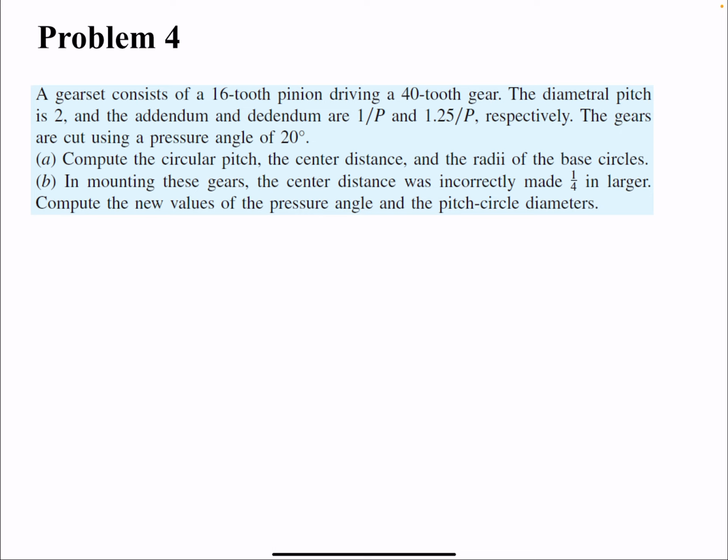Let's look at the fourth problem. So here, a gear set, we have a 16-tooth pinion driving a 40-tooth gear, so a little bit more than 2 for the gear ratio. The diametral pitch is given to us as 2. The addendum and dedendum are 1 over diametral pitch and 1.25 over diametral pitch. So we show one by a, the other one by b, and although it doesn't ask for the clearance, the clearance is b minus a.